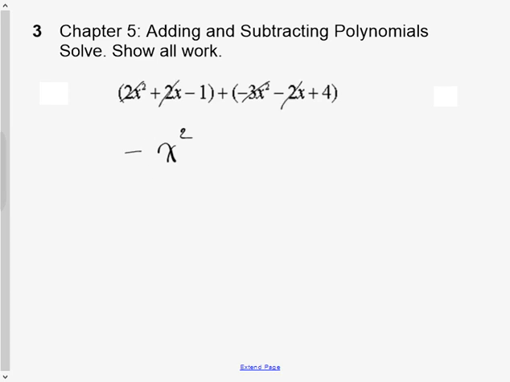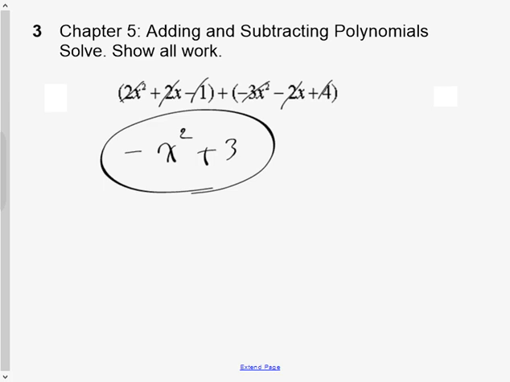Combine the next two terms, a positive 2x and a negative 2x make 0. And a negative 1 and a positive 4 make positive 3. Same answer when we add them together, you end up with a negative x squared plus 3. That was a pretty easy question in terms of adding and subtracting polynomials, so probably most of you got that right.